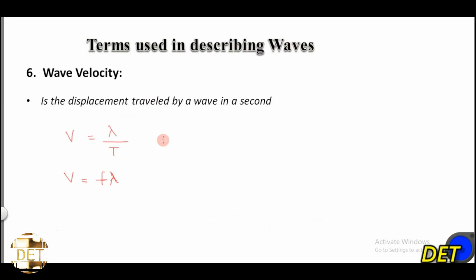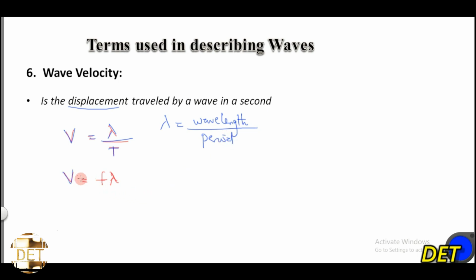So having known this, let's move to the next term used in describing a wave, which is the wave velocity. The wave velocity is the displacement traveled by a wave in a second. So wave velocity v is equal to lambda, which is the wavelength, over the period, which is time, right? So my lambda is what? The wavelength. We've looked at it before, and T is the time or the period, right?